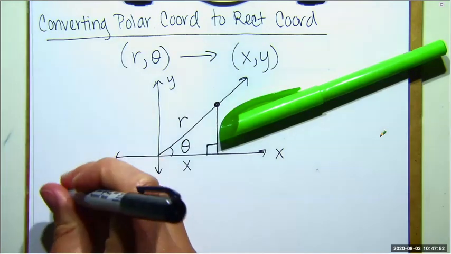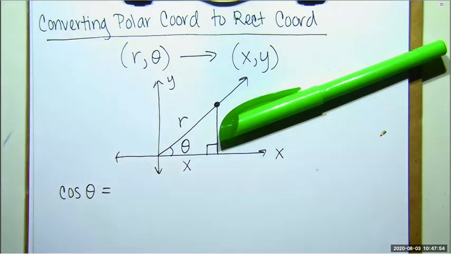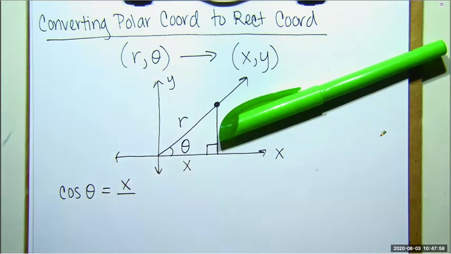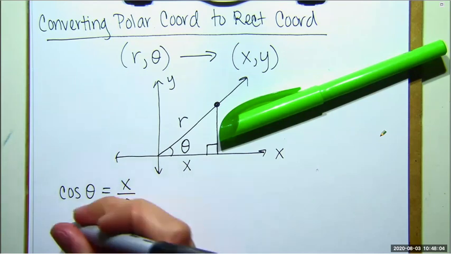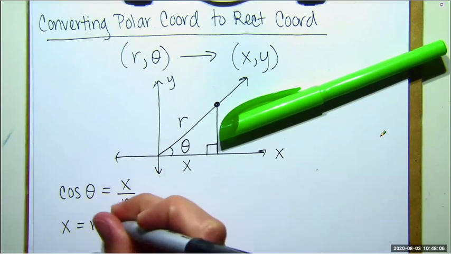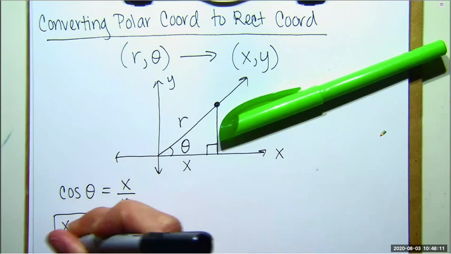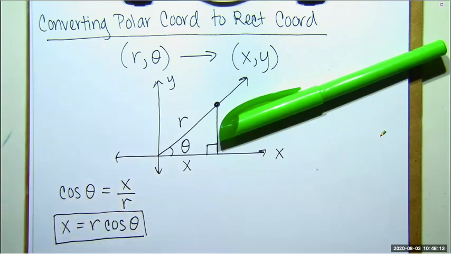Okay, so I have that cosine of theta is equal to adjacent, which is x, over the hypotenuse, which is r. Okay, we have one more step here. We multiply both sides by r. We get that x is equal to r cosine of theta. Here's our first formula. That was really easy, right? It didn't take us any work at all. So let's do the same thing for a formula that has y is equal to something.